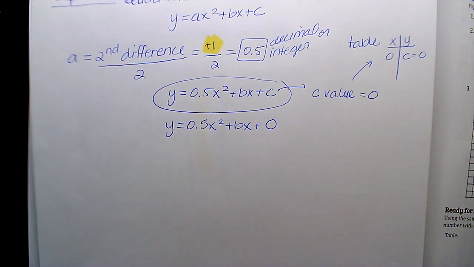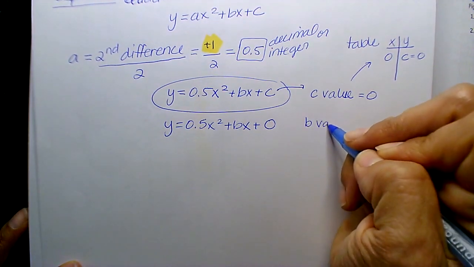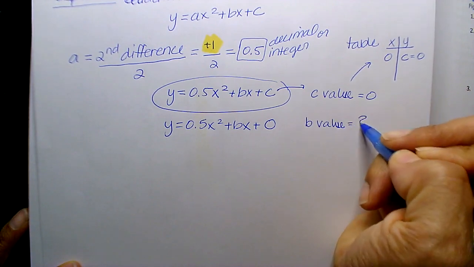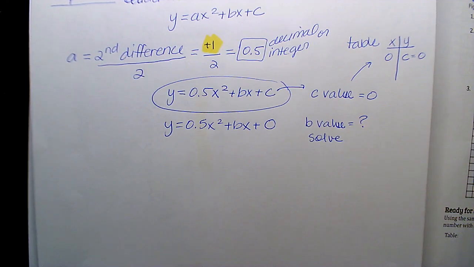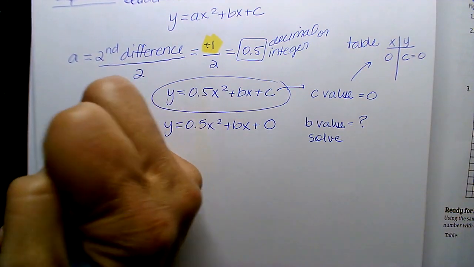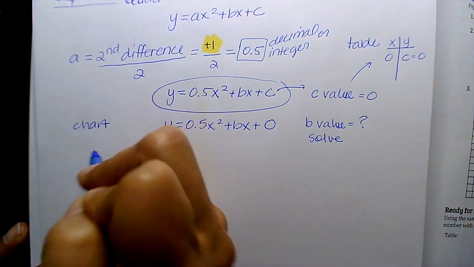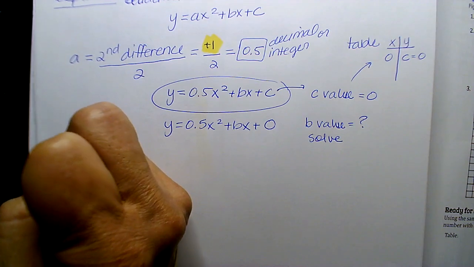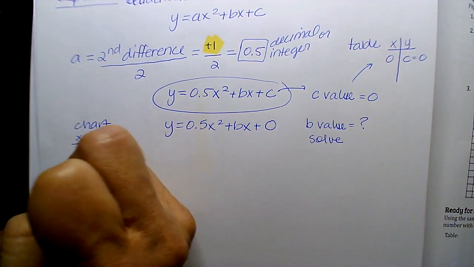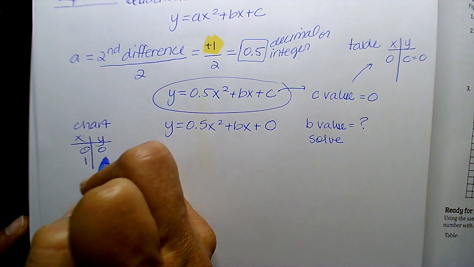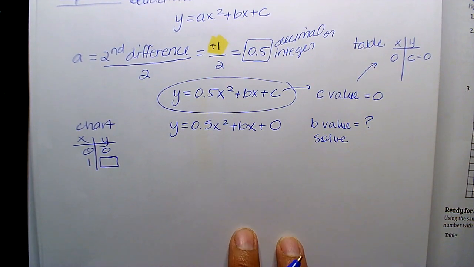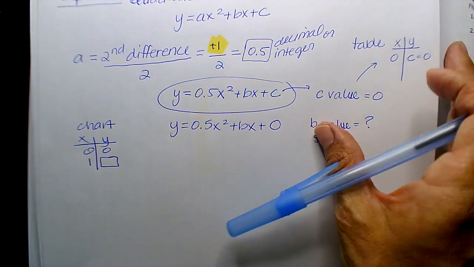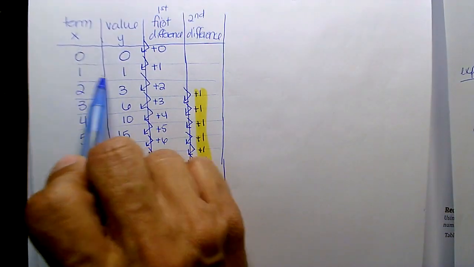So now lastly, what is the B value? This requires solving. You have to solve for it. So what do you do? You look at your chart and you now grab the next point. You have 0, 0 here, and now you have the 1. What's the correlating value to 1? You can use any point on the table, but we tell you guys to grab the 1, 1.